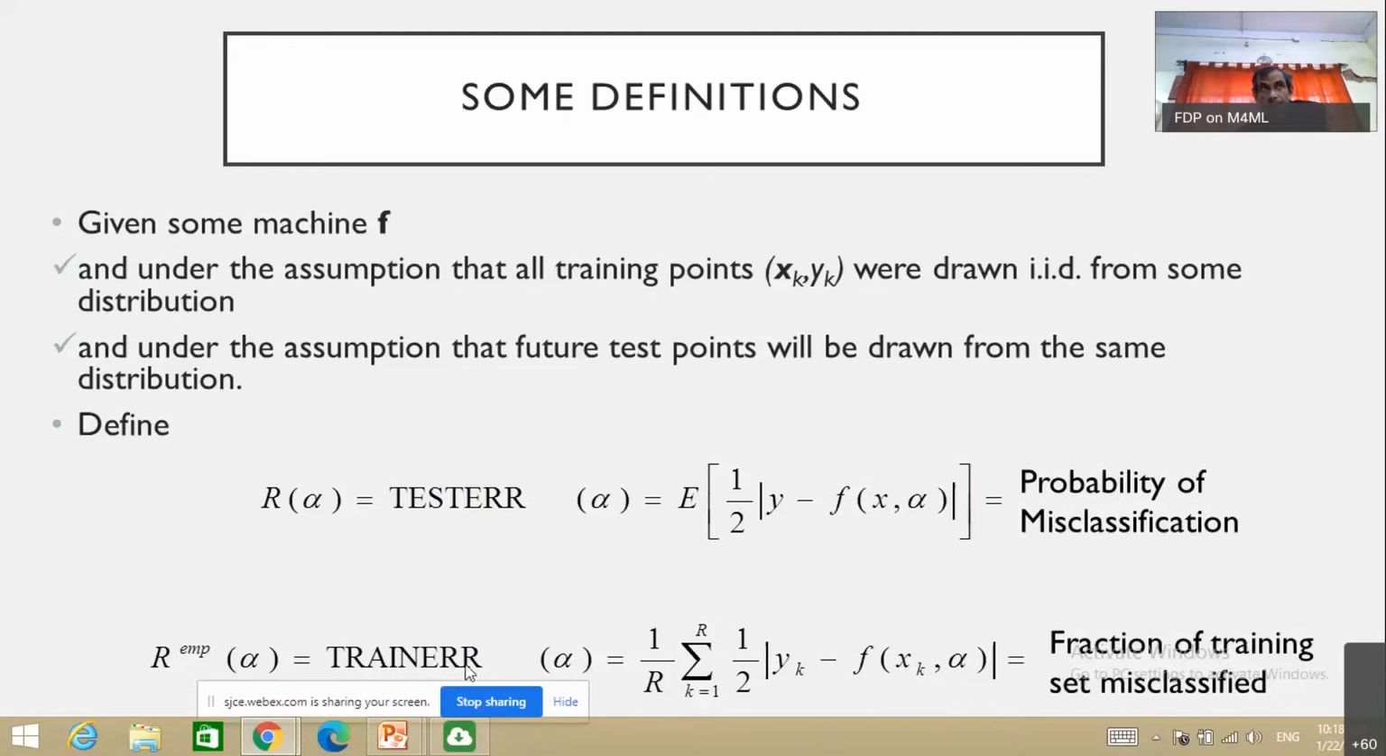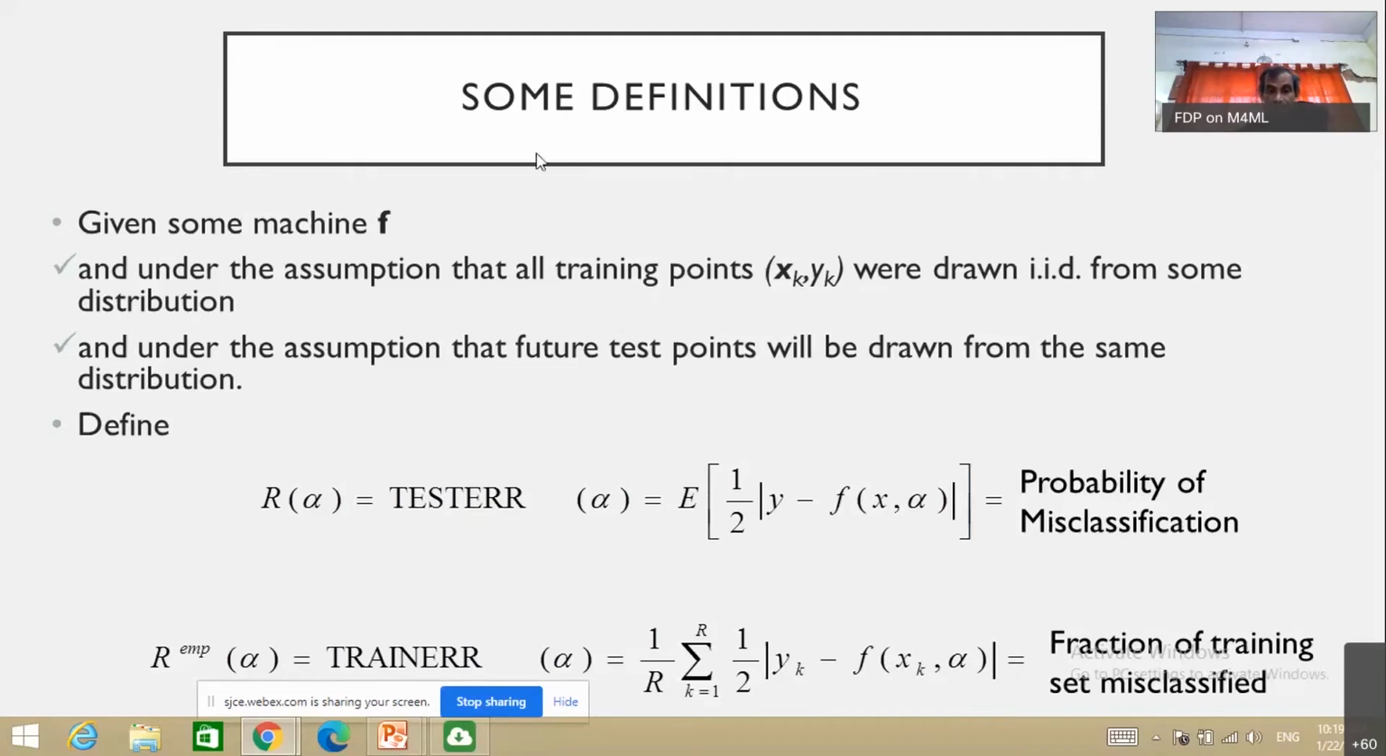For a training set, I know the number of patterns, so I can compute the error, just addition. And a half is taken just for normalization. So if I have R training patterns, it's 1 by R into this. This is nothing but the fraction of training patterns not classified properly. Similarly, for unknown patterns, I cannot compute this with added evidence, so I go for an expectation. This is the probability of misclassification.